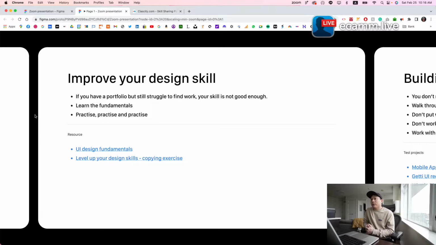So if you have a portfolio right now, here's a hard truth you have to work out with yourself. If you have a portfolio but you still pretty much struggle to find work, I would say that your design skills probably need to be improved.